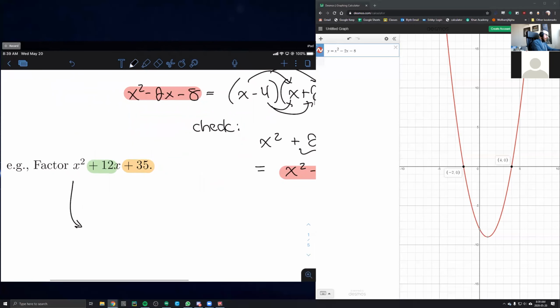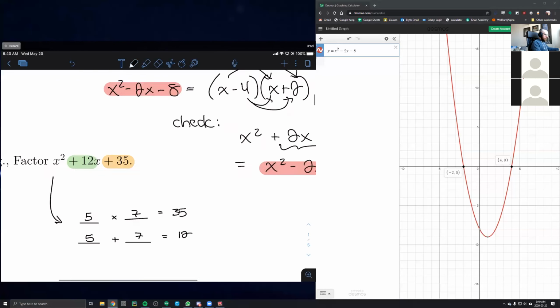So our goal here is to find two numbers, number 1, number 2, that multiply to give us 35, and add to give us 12. Can anyone spot those two numbers? 5 and 7. Yeah, very good. 5 and 7, right? 5 times 7 gives us 35, and 5 plus 7 gives us 12. Excellent.